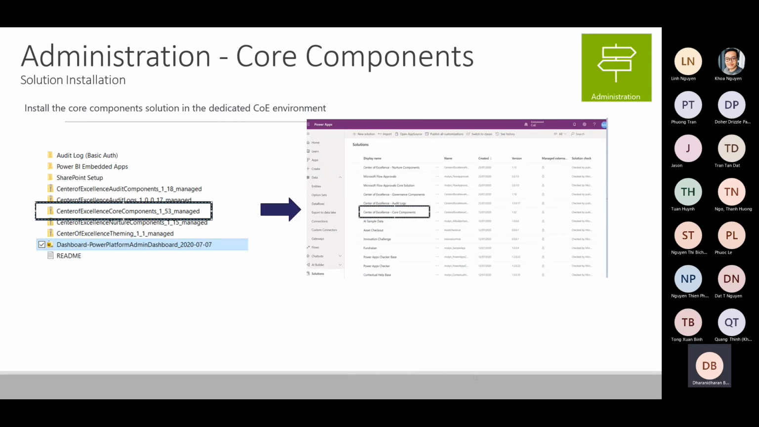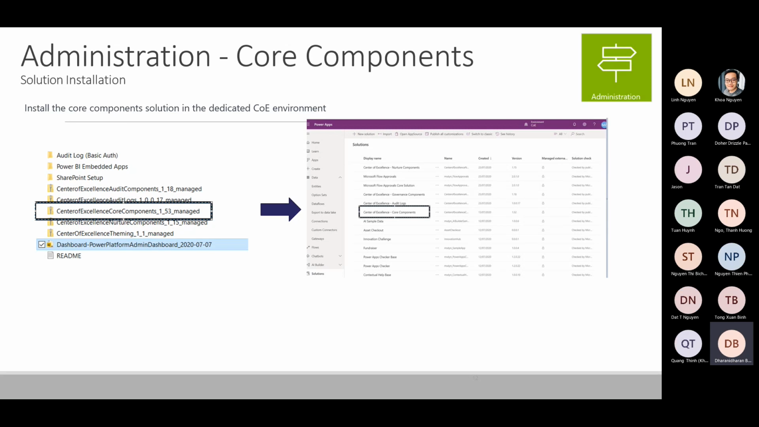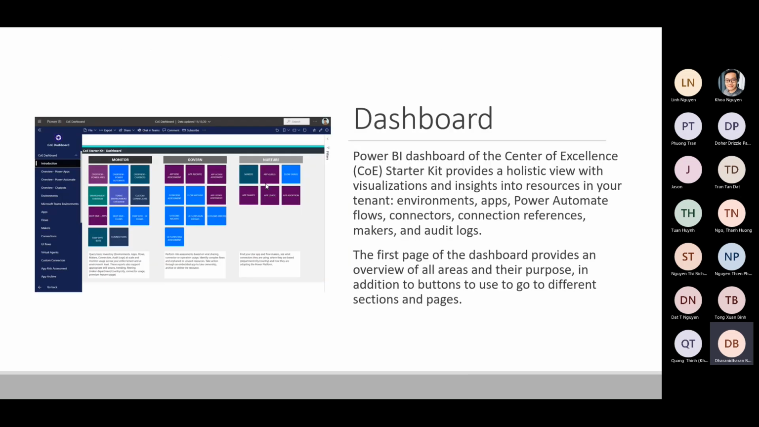And here is the solution. You can see the solution here, the Center of Excellence core. This is the managed solution, and you can get it from the Microsoft Docs link. I will share that particular link in the chat window. You can go to that link, pick this solution, and start importing it into your instance. From there, you are good to start using this as the core components.